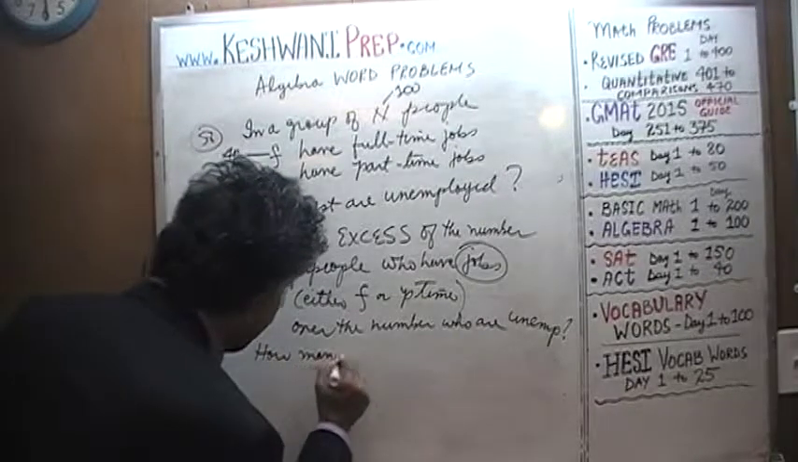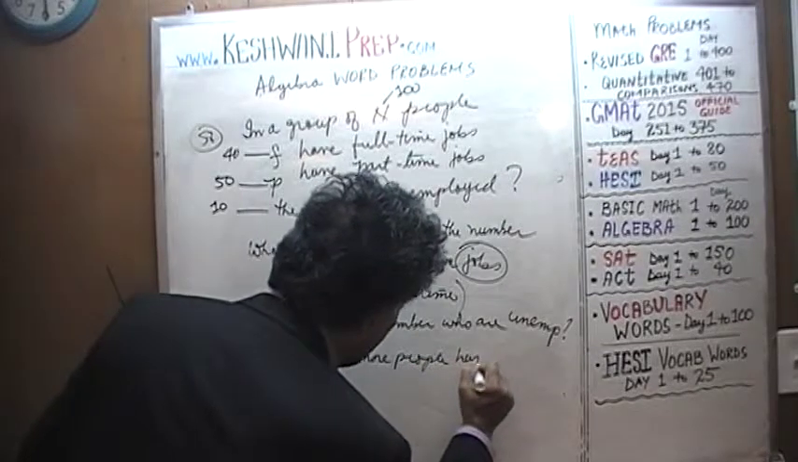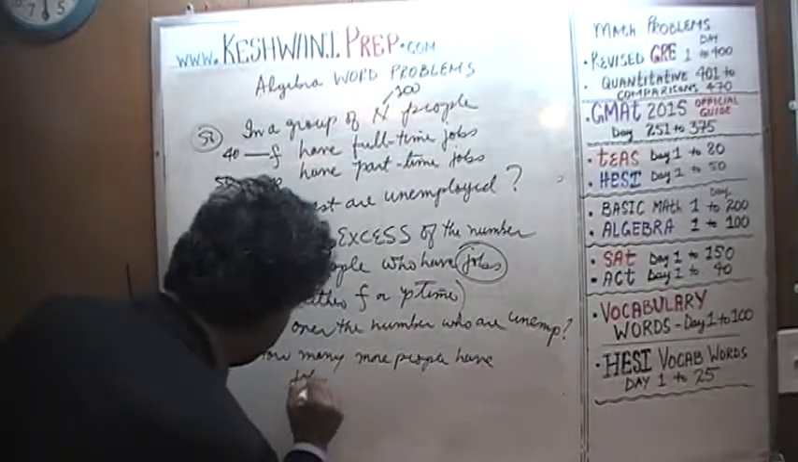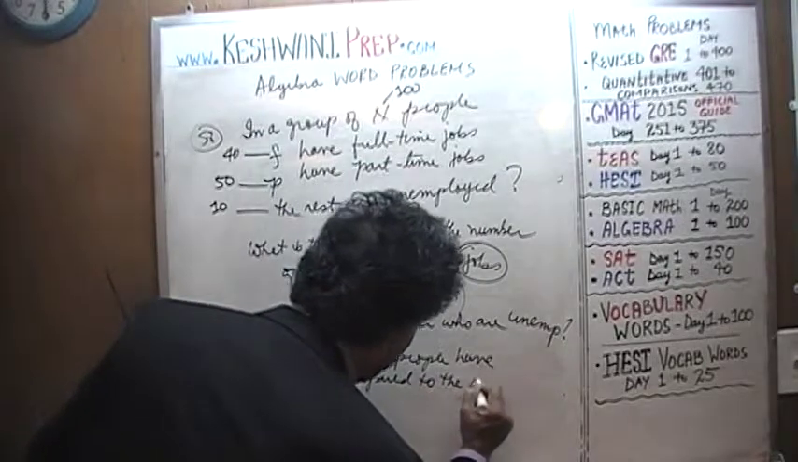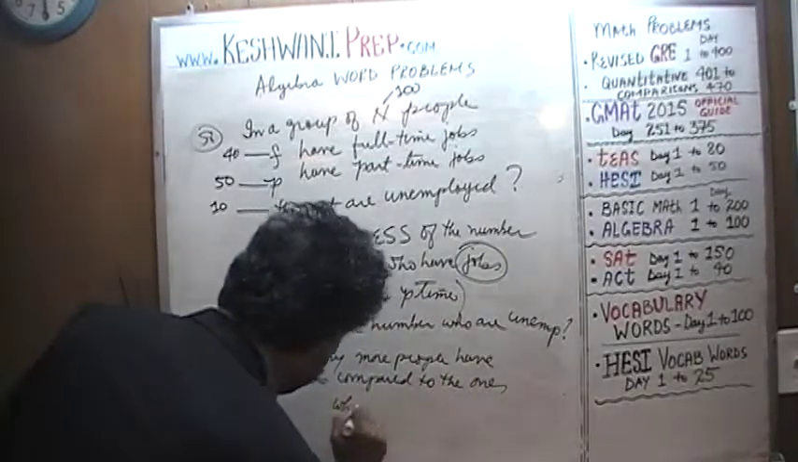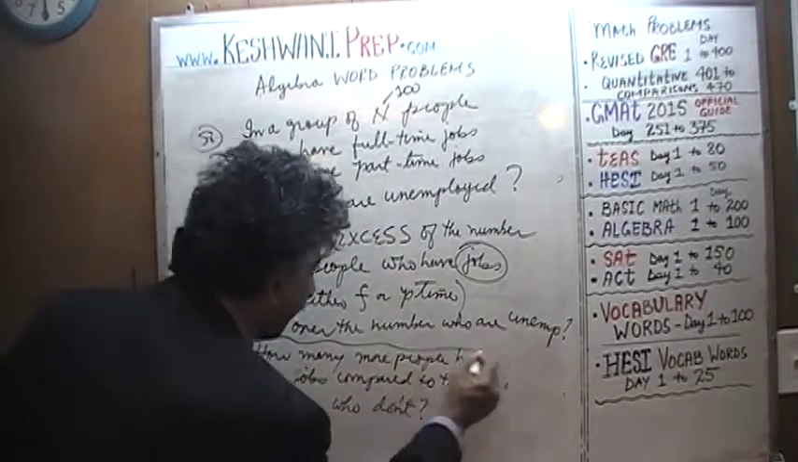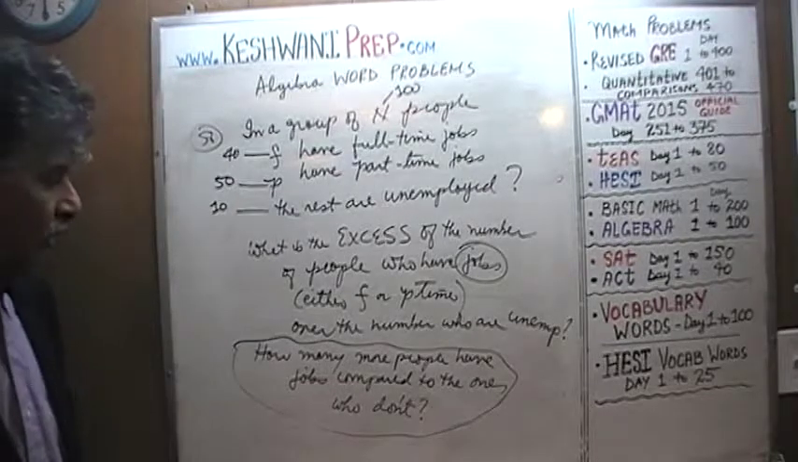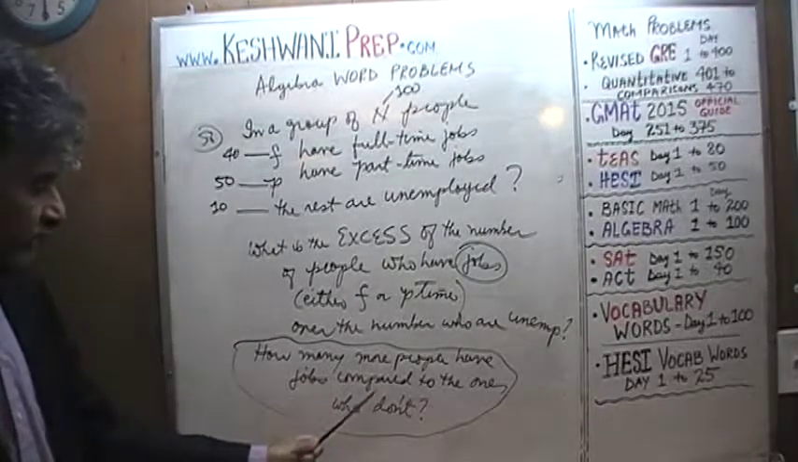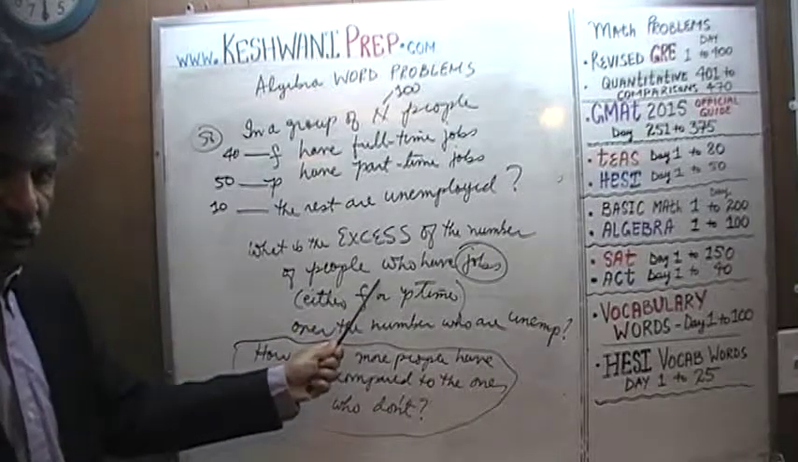How many more people have jobs compared to the ones who don't? That's what it's asking. A very fancy way of saying the same thing is this. What is the X? And this is probably how they're going to phrase the question in the exam.